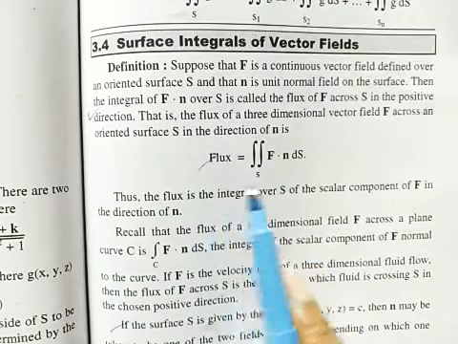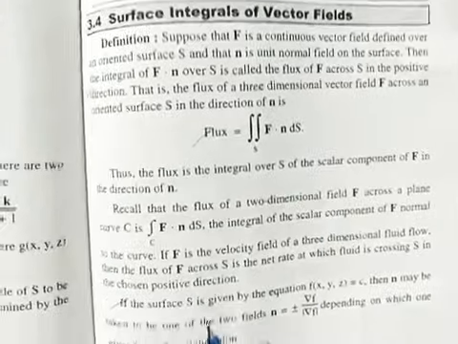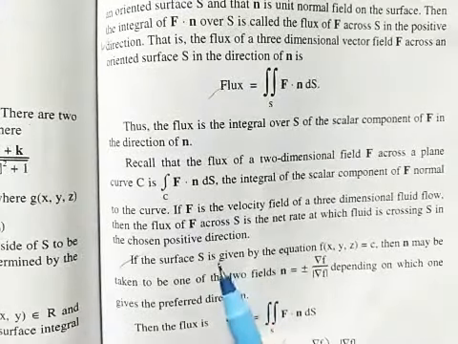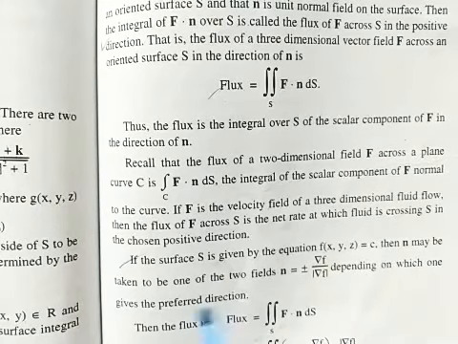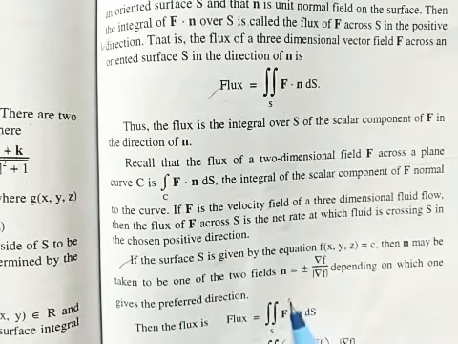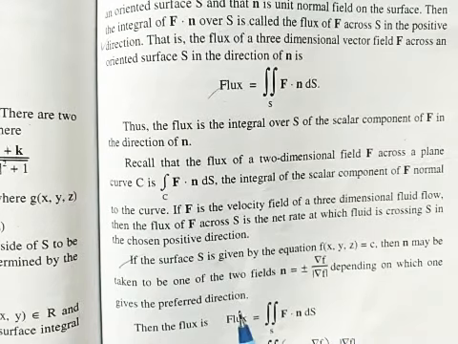Now, if the surface S is given by the equation f of x, y, z is equal to c, then n may be taken to be one of the two fields. n can be plus or minus del f upon mod of del f, depending on which one gives the preferred direction.